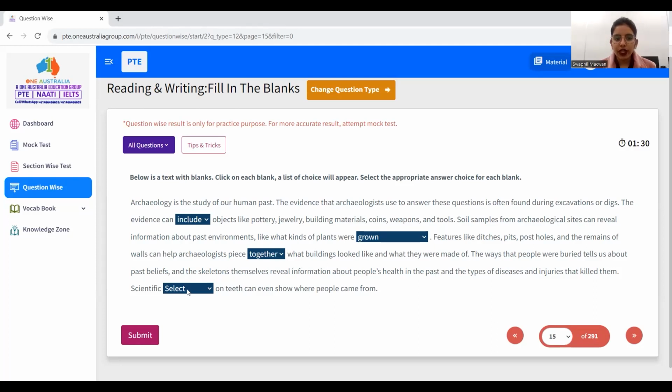And then scientific dash on teeth can even show where people came from. Scientists do the research, so scientific dash on teeth. Scientific reasons, questions, experiments, prove. Scientists do the research, and scientists are also performing the experiments.